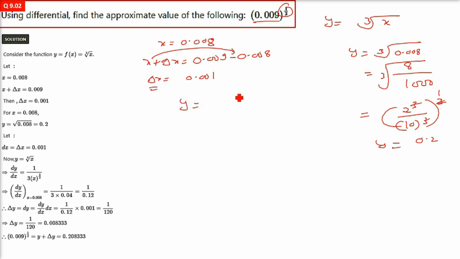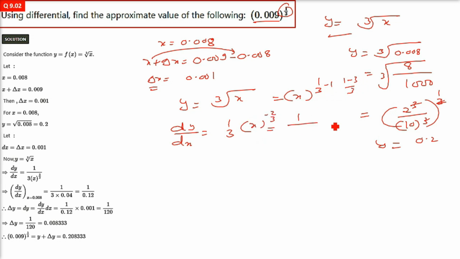Now coming to differentiation, y equals cube root of x. So we have x to the power 1 by 3. So dy by dx is equal to 1 by 3 x to the power 1 by 3 minus 1, that is minus 2 by 3 it will come. So it will be x to the power minus 2 by 3, so 1 by 3 x to the power 2 by 3. Now we have to find out this at whichever value of x we have taken. What is x? 0.008. So this value has to be computed for x equal to 0.008, and we have already taken the 1/3 root, because x to the power 2 by 3 is x to the power 1 by 3 multiplied by x to the power 1 by 3.